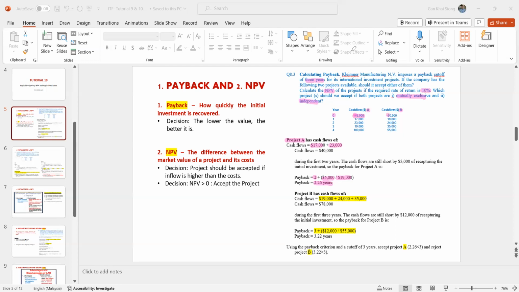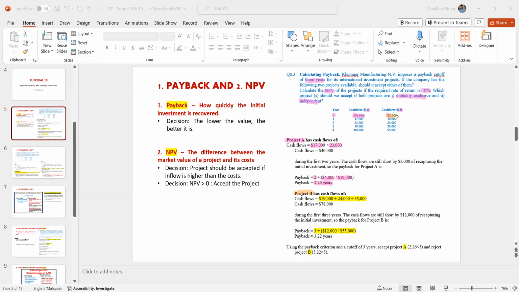Okay, now let's have a look into another example. Project B. Okay, project B over here, you spend how much? 90,000. You spend 90,000 in year 0 in order to pump into this investment itself. So let's see how long do you need to cover this 90,000 back.